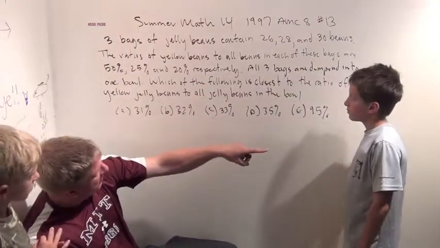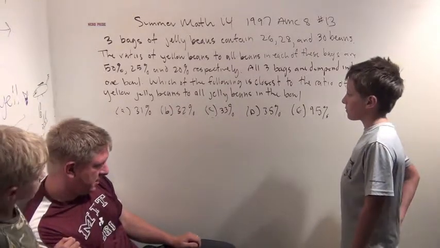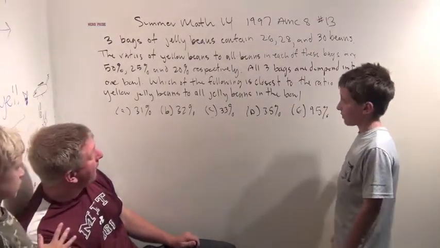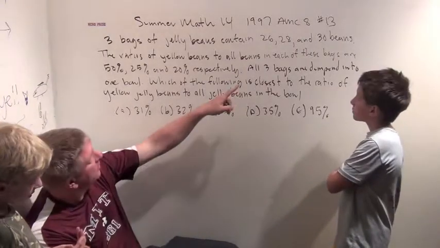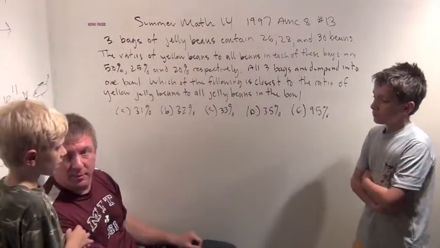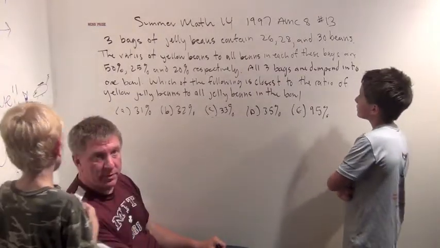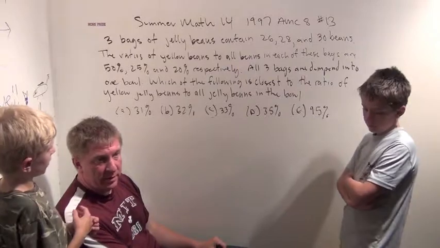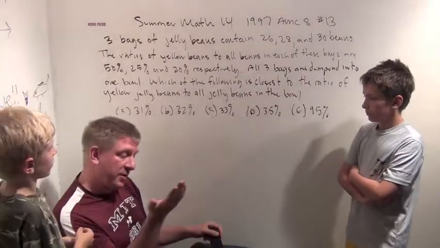Now, can you tell me how many yellow beans are in the second bag? Well, it's 25% of 28, which is 7 yellow beans. 7 yellow beans. And do you think you can figure out how many are in the third? 30 beans and 20% are yellow. It's 30 divided by 5. So, it's 6. Very good.